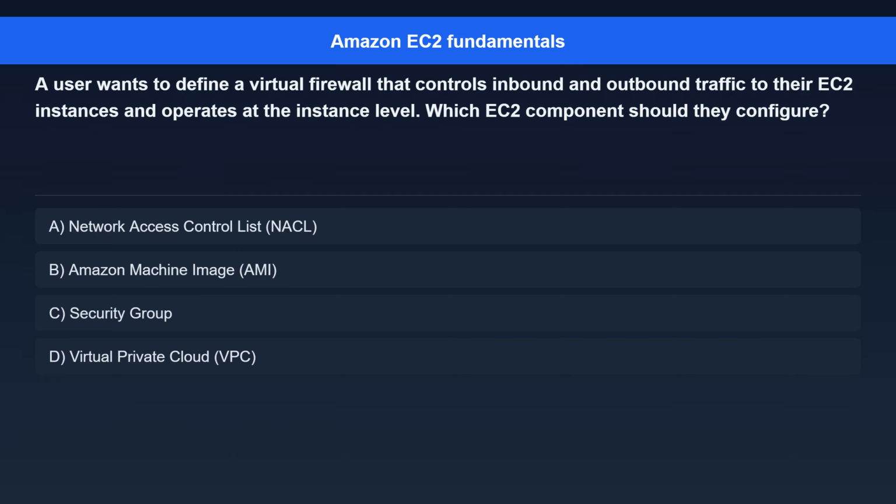Question 3. A user wants to define a virtual firewall that controls inbound and outbound traffic to their EC2 instances and operates at the instance level. Which EC2 component should they configure? Option A. Network Access Control List, NACL. Option B. Amazon Machine Image, AMI. Option C. Security Group. Option D. Virtual Private Cloud, VPC.